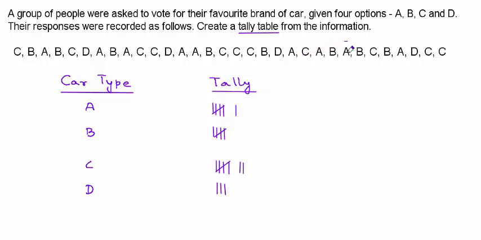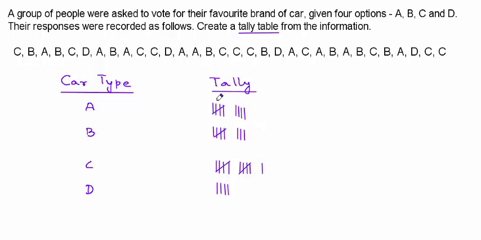C, A, B, A. C, A, B, start a new group and A again. B, C, B, A. B, C, B again, A again. And finally, we have a D, C, C. We have a D. We have a C again, which makes it 10. The 10th mark goes through, strike through, and then again a C.